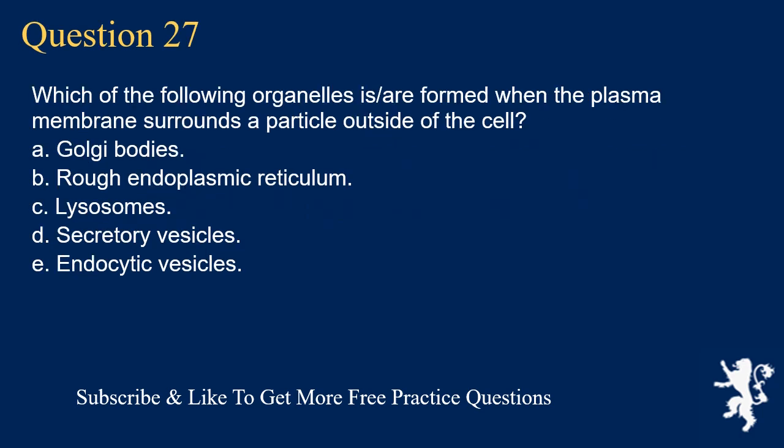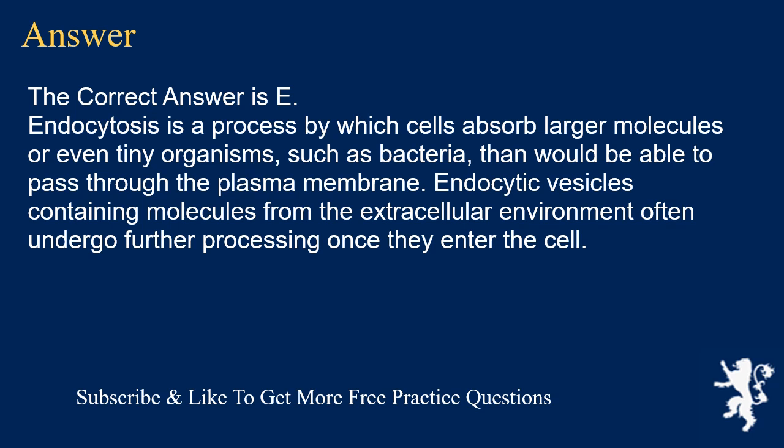Question 27. Which of the following organelles is/are formed when the plasma membrane surrounds a particle outside of the cell? A. Golgi bodies. B. Rough endoplasmic reticulum. C. Lysosomes. D. Secretory vesicles. E. Endocytic vesicles. The correct answer is E. Endocytosis is a process by which cells absorb larger molecules or even tiny organisms, such as bacteria, than would be able to pass through the plasma membrane. Endocytic vesicles containing molecules from the extracellular environment often undergo further processing once they enter the cell.